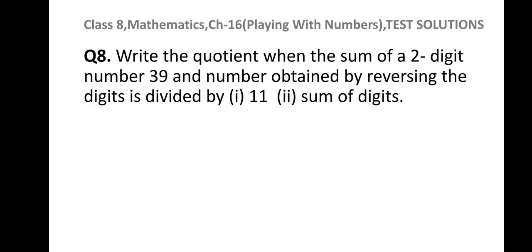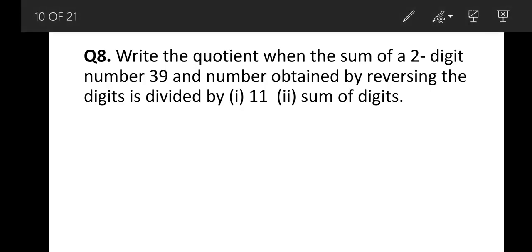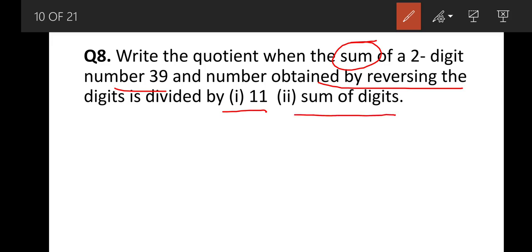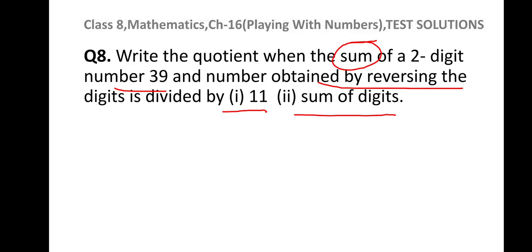Like, I need to take a two-digit number 39. Then I need to reverse this number and take the sum, and if it is divided by 11, then I need to tell the quotient. The second part is if it is divided by the sum of the digits, which is 9 plus 3, that is 12, then I need to tell the quotient. Let us see how we will be doing.